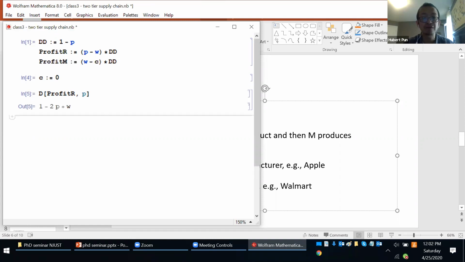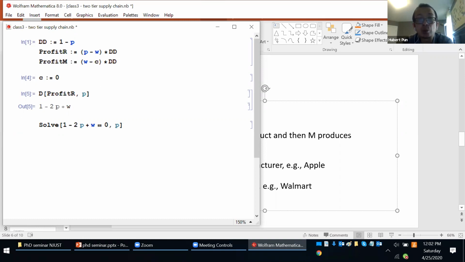If I do Shift Enter, I have this value. Then I solve for this value equals to 0 as a function of P. Okay, you are the retailer. You want to find a price that optimizes your profit.